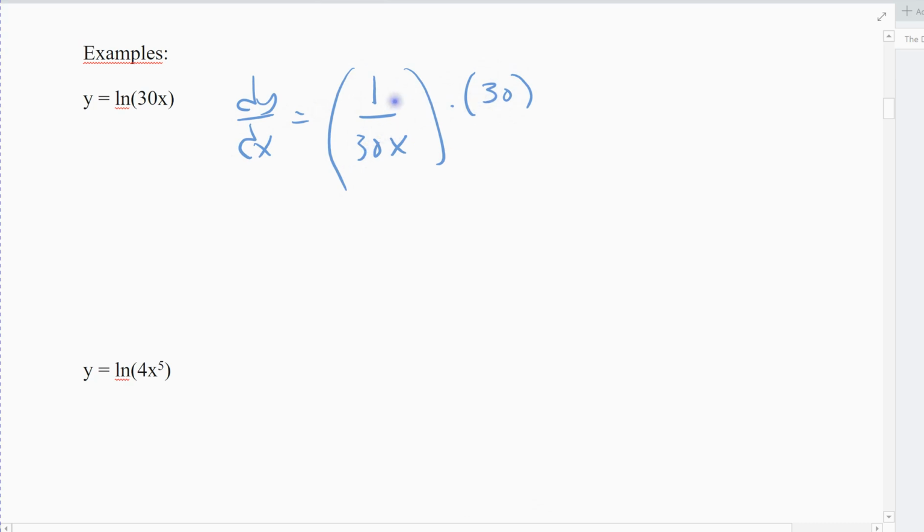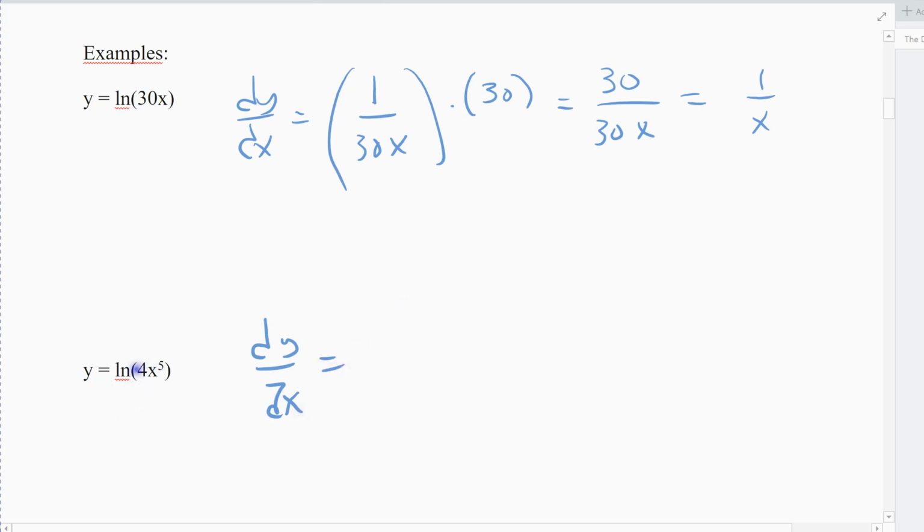But it's important because 1 over 30x is not the derivative. If I simplify that, I would get 30 over 30x, the derivative in the top and the inside function in the bottom, and that actually simplifies to 1 over x. And that's always going to happen when it's a number times x inside. All right, the second example is more like the first one I did.